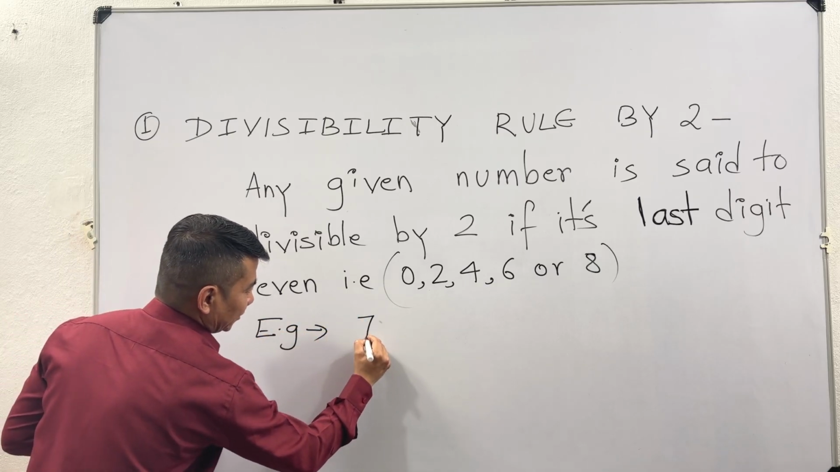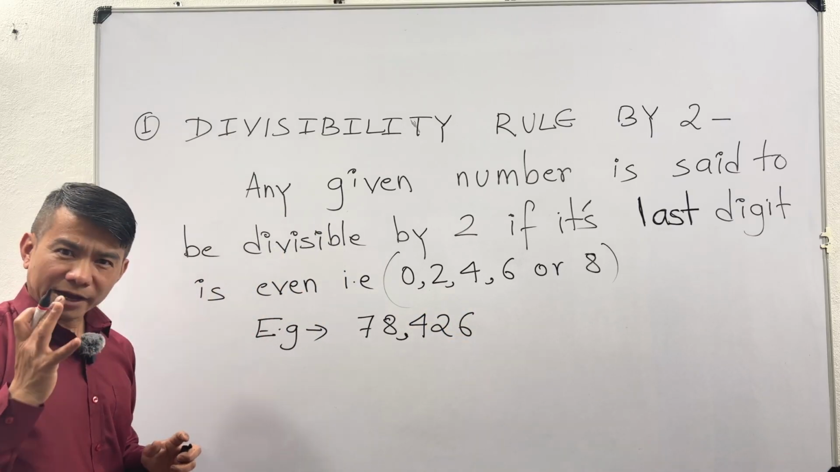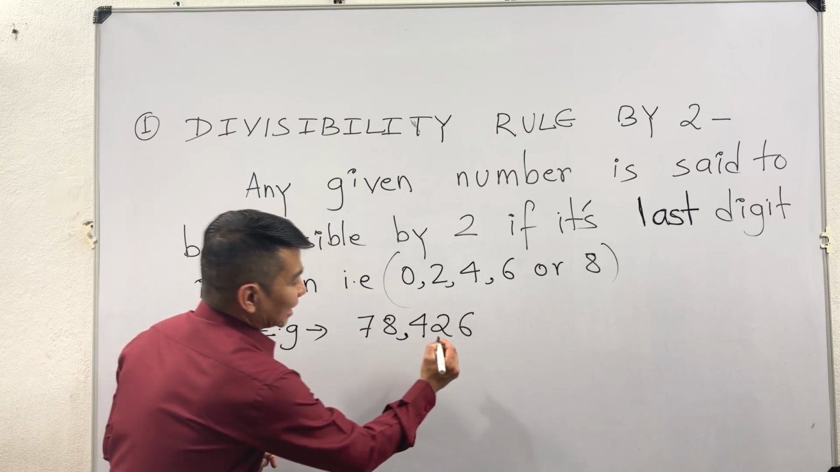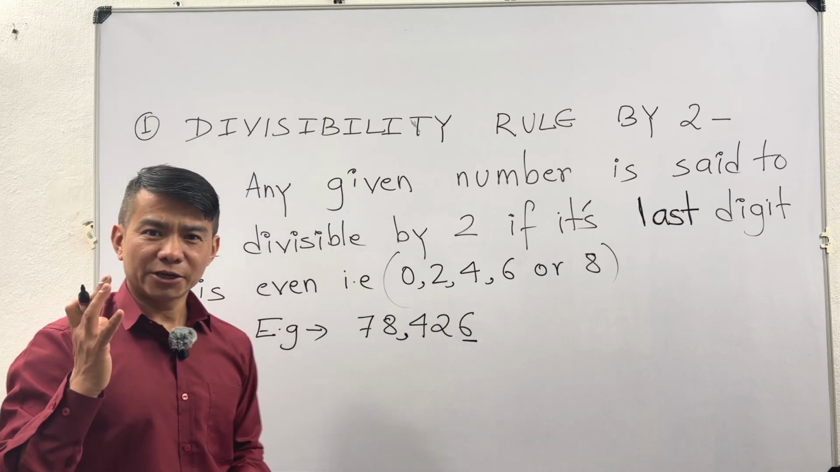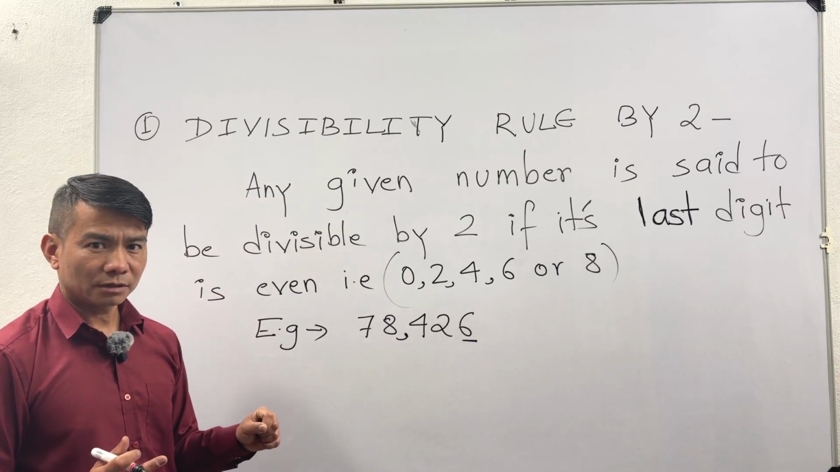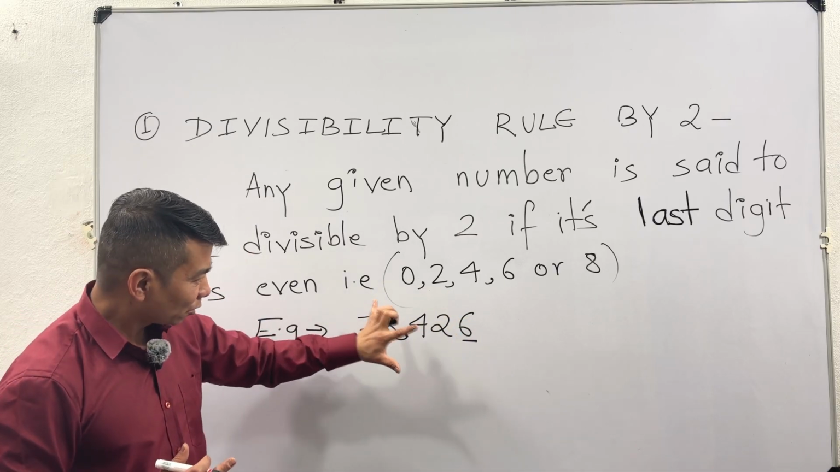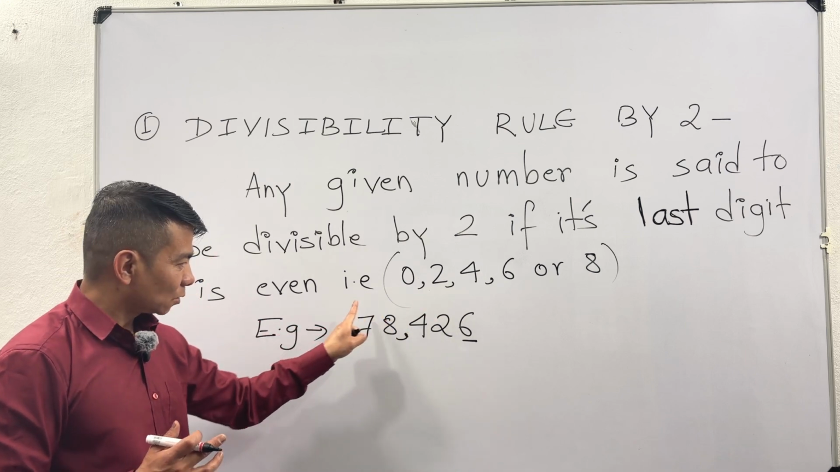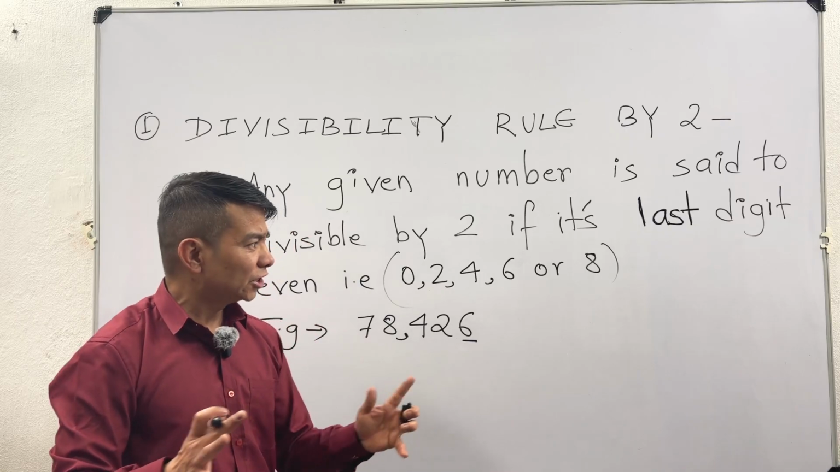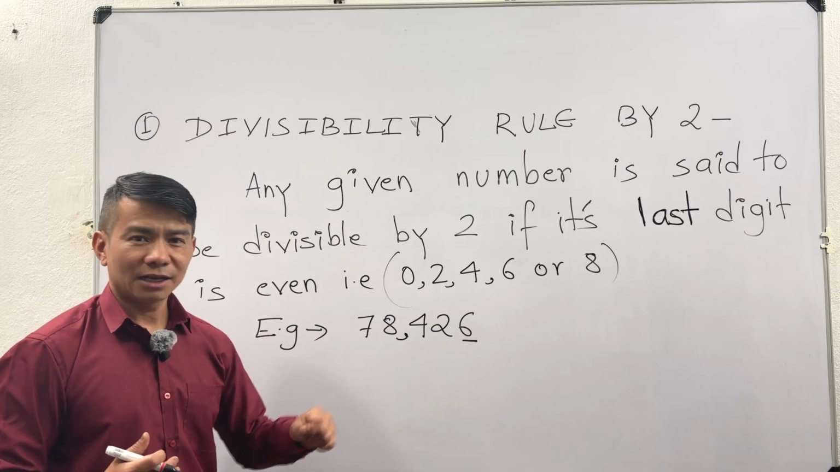I have a number, say 78,426. Now I have to tell whether this number is divisible by 2 or not. We just look at the last digit, that is the digit in the units place, 6. Here this 6 is an even number. That's why this whole number is divisible by 2. So just looking at the last digit, we can say that this whole number, 78,426, is divisible by 2. We don't need to divide it and show the answer. We can say it just by looking at the last digit.